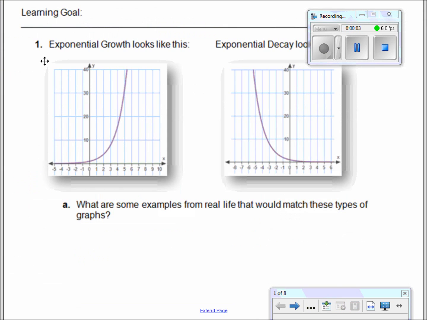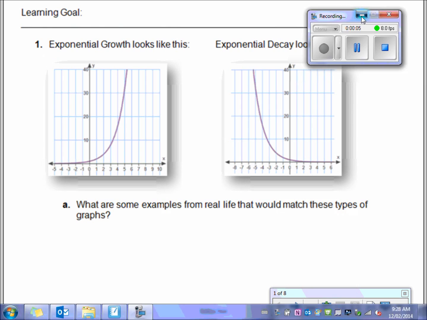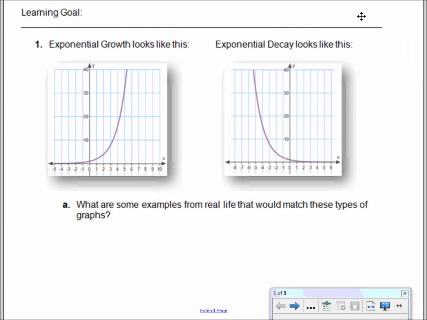Okay, so right now we're starting to look at something called exponential growth and exponential decay, okay? So yesterday we were identifying linear and quadratic. We really only looked at linear and quadratic. I mentioned that exponential would be coming, okay? So we're starting to look at exponential today.